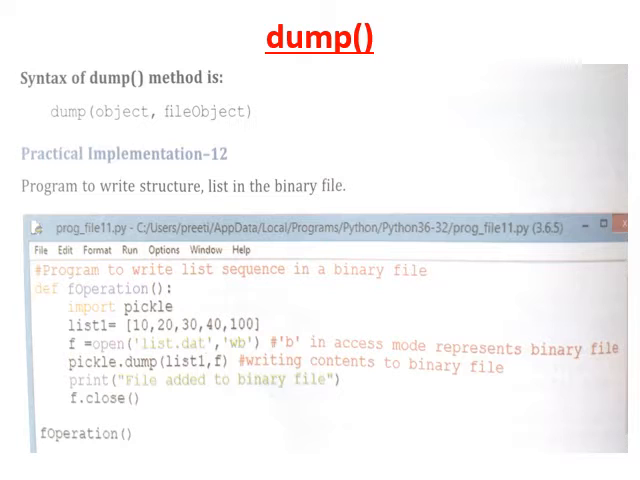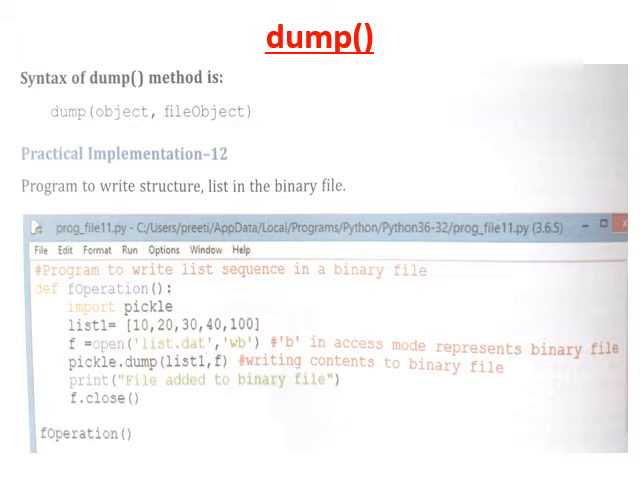Just below it you can see a statement as f equal to open. That means we are trying to create a binary file with the name list.dat, and the mode that we are using is wb. Now if you remember, when you talk about files, we have to specify the mode in which we are opening that file. Since this is a binary file, we would be writing wb, that means b stands for binary file.